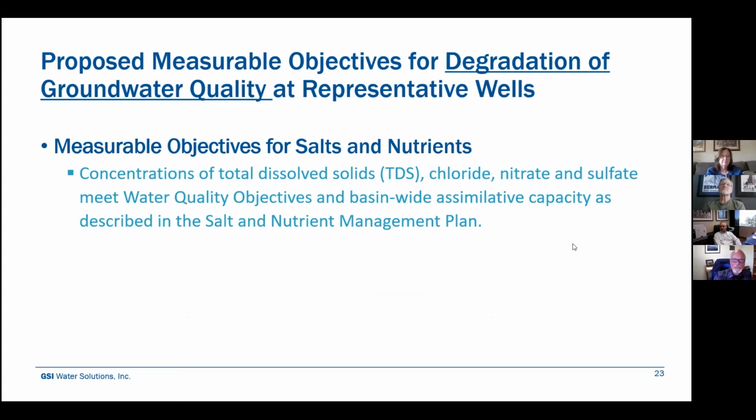So for salts and nutrients, the measurable objective, or the target we want to try to reach for these constituents, is, again, meeting the water quality objectives and basin-wide assimilative capacity described in the salt and nutrient management plan. We want to be better than those standards as an overall objective.